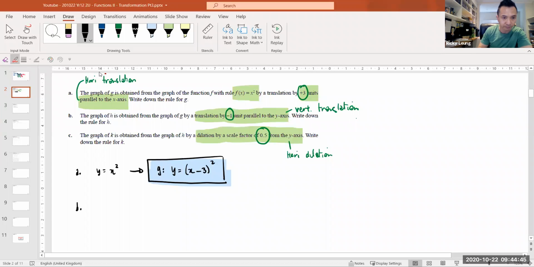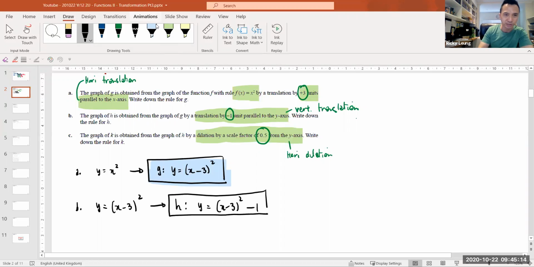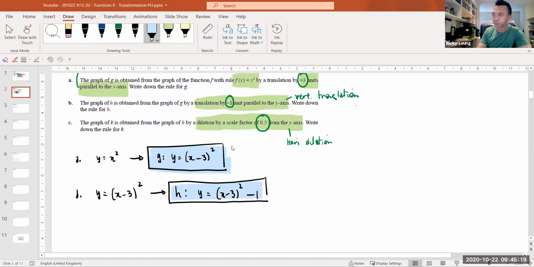So part B. I'm starting with y equals (x - 3) squared, and I'm transforming this to h, where, what's that? It's a -1, shift down. So outside of the function, it'll be, oops, put the equal sign there, y equals (x - 3) squared, and then -1 to shift it downwards. So pretty straightforward, right? The maths behind it is pretty straightforward. Not too bad though.